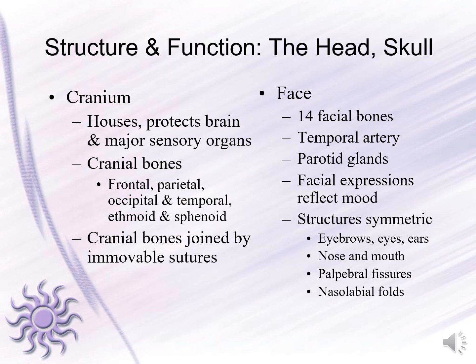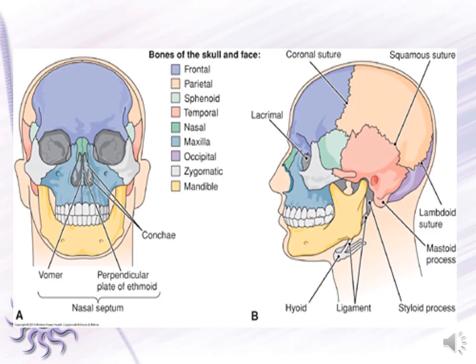All these things help you to have facial expressions and reflect your mood. So when we're assessing these things, we always look for symmetry. Are these things balanced on both sides? The eyebrows are in the same place, the eyes, the palpebral fissures, the ears are symmetric. The nose and mouth, like the nasolabial folds, we'll be looking at those for symmetry. Here is a nice picture of all the bones of the skull and face that you will want to be familiar with.